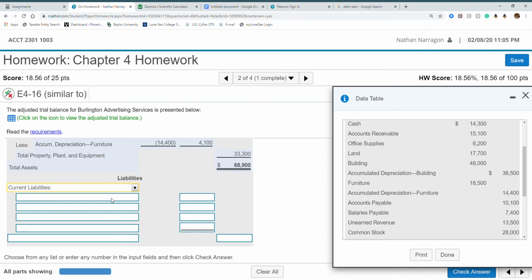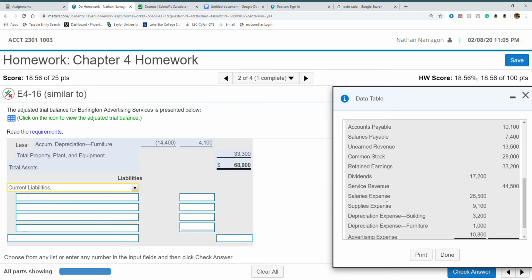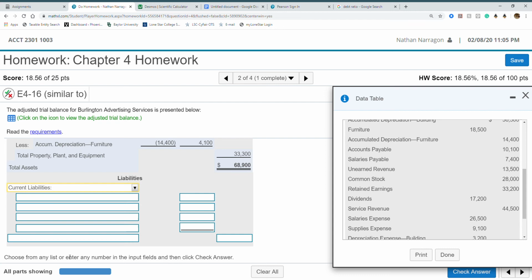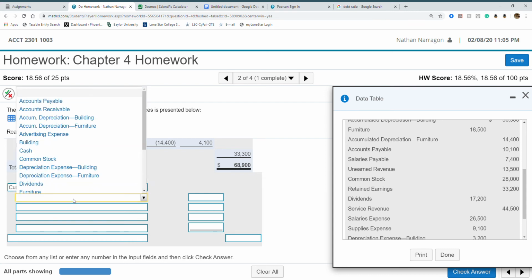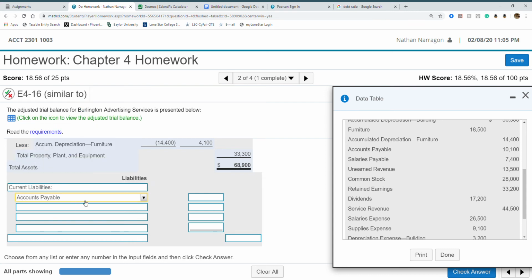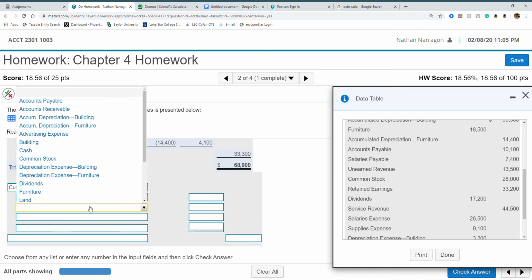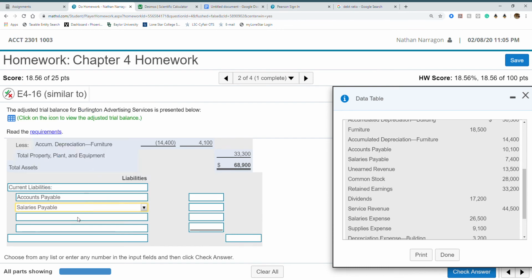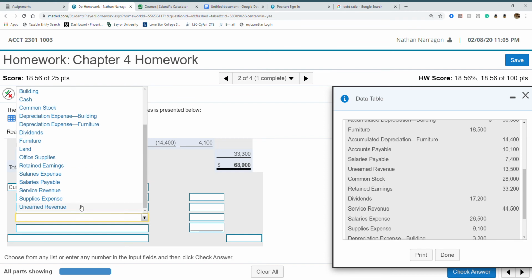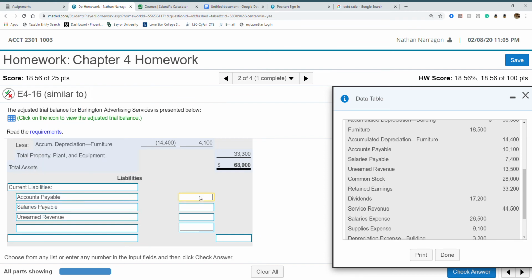So, current liabilities. Right here we have 3. We of course have accounts payable, salaries payable, and unearned revenue. So again, copy. So 10,100, 7,400, and then 13,500. Okay.